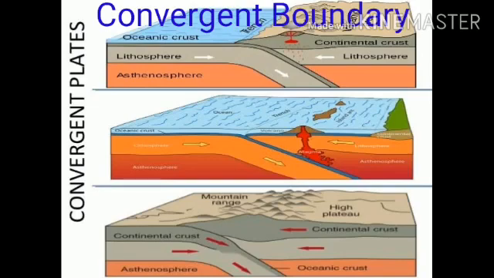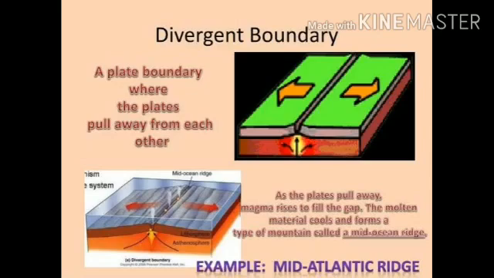Moving on to understand divergent boundary. Students, divergent boundary means when 2 plates move away from each other, they form a divergent boundary. They are also called faulting movements. What do you mean by divergent boundary? Yes, when 2 plates move away from each other, they form a divergent boundary.